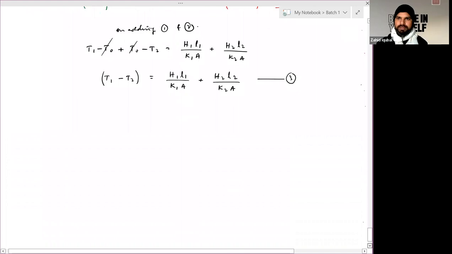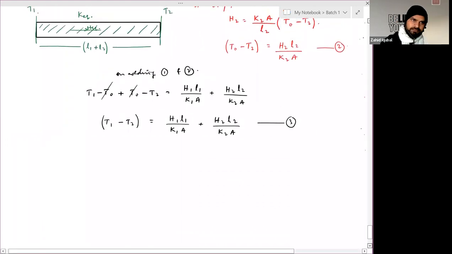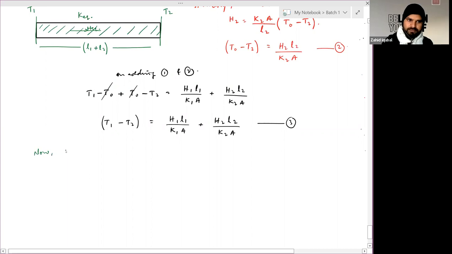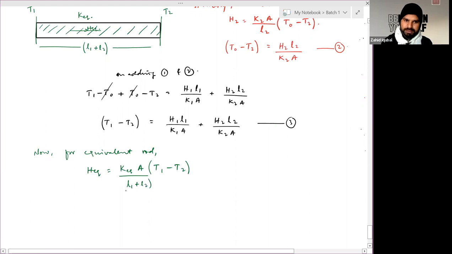Now for the equivalent part, we can write H equivalent equals K equivalent times area of cross section, change in temperature T1 minus T2 by total length L1 plus L2. So on rearranging, T1 minus T2 equals H equivalent into L1 plus L2 by K equivalent into area. Let's say this is equation 4.